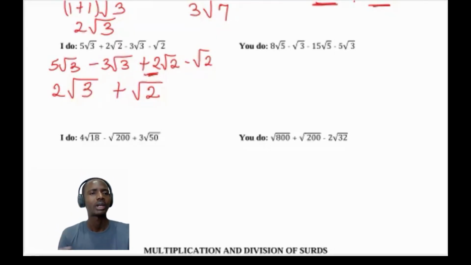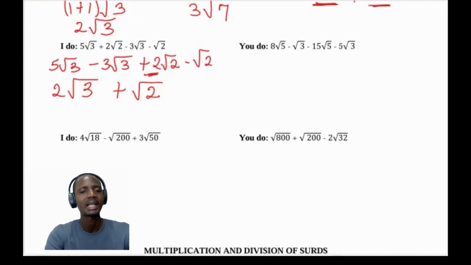2 root 3 plus root 2. Can I add them together? No, you cannot add them together because they are not similar surds. Is that clear? Okay, so let's see the next one.